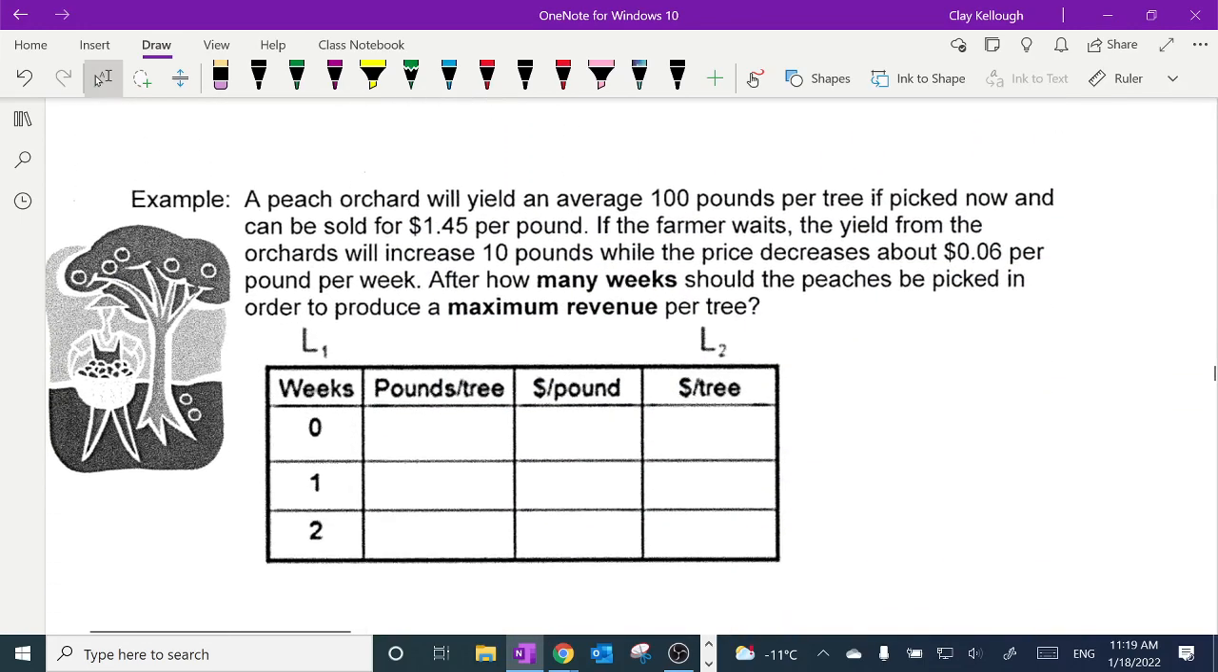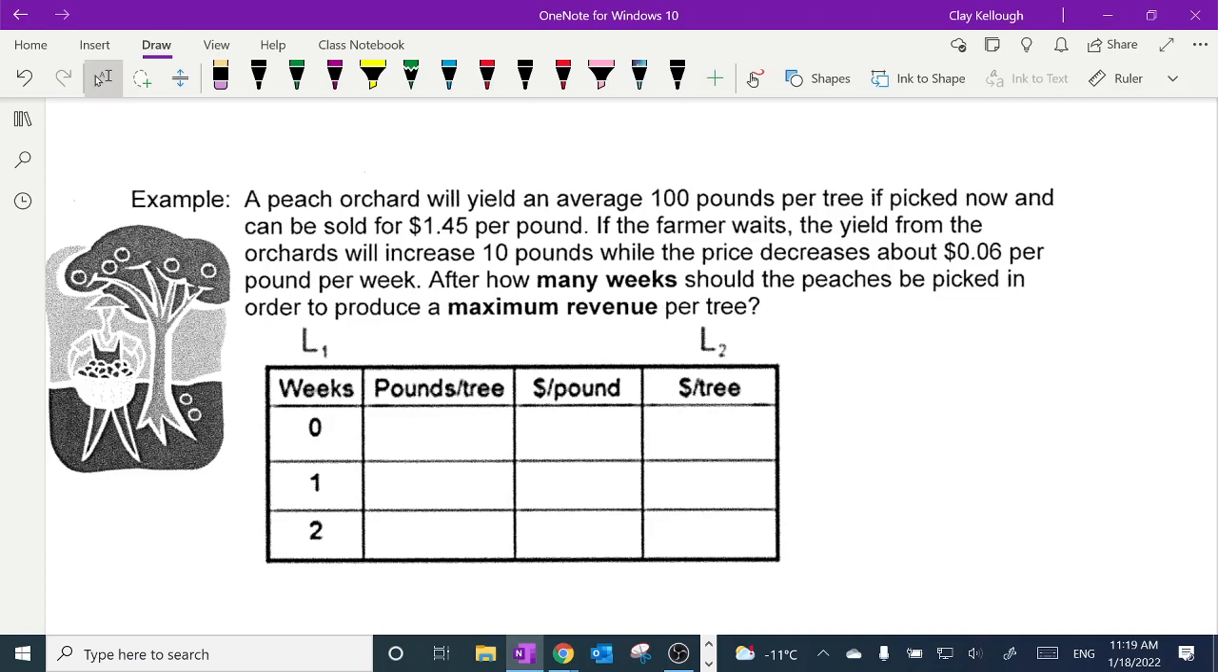Let's move on to growing some trees. A peach orchard will yield an average 100 pounds per tree if we pick now and can be sold for $1.45 per pound. If the farmer waits, the yield from the orchards will increase 10 pounds, but the price decreases by about 6 cents per pound per week. After how many weeks should the peaches be picked in order to produce a maximum revenue per tree?